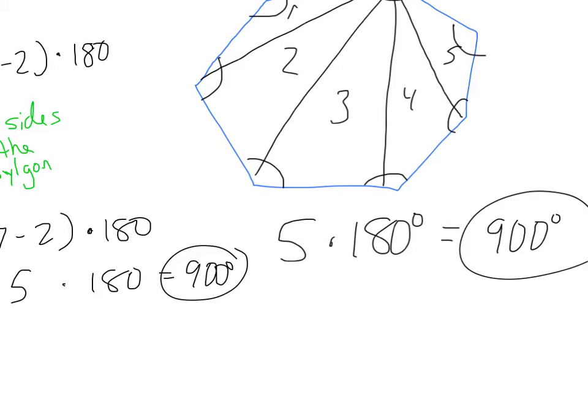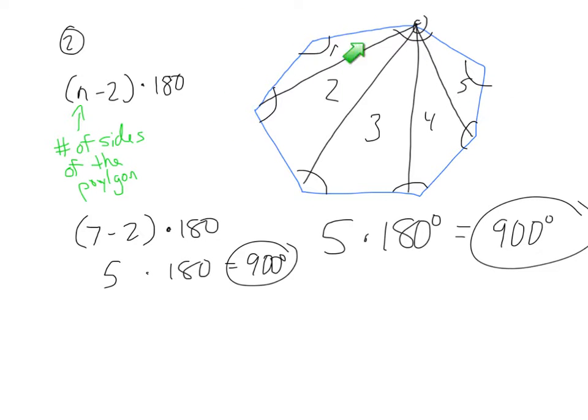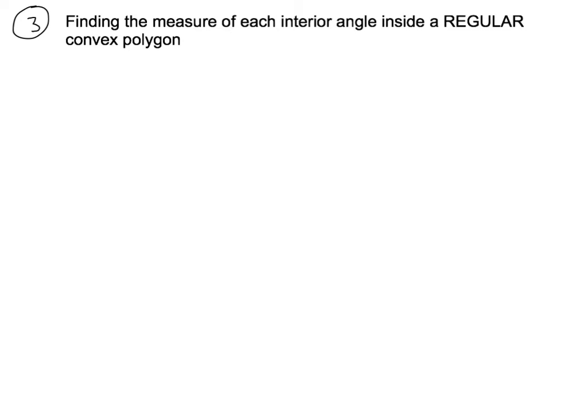Okay, so either way you want to do it, if you want to use the triangle method or the formula method, I don't really care, okay, either way. But there's one thing that the formula helps us out with too, and it's this. All right, so this formula can also be changed just a little bit and used to find the measure of each individual angle inside of a regular convex polygon. So what is a regular polygon? Well, remember it's a polygon where all the sides are exactly the same, right? So a square is a regular polygon, right? Because that side is equal to that side is equal to that side is equal to that side.